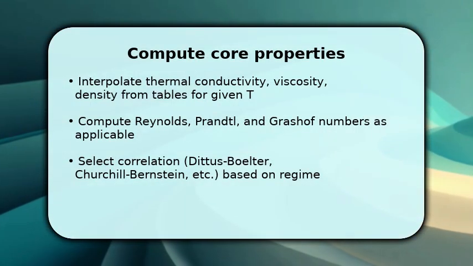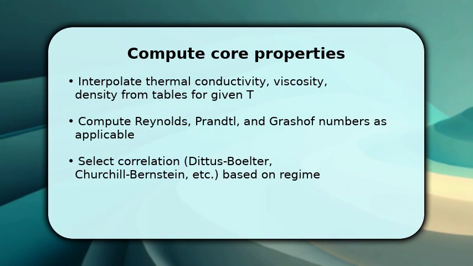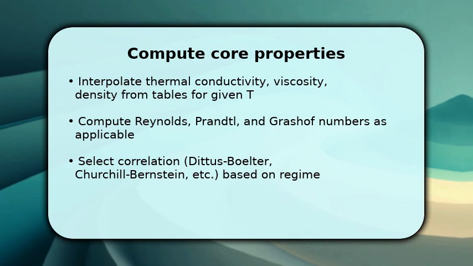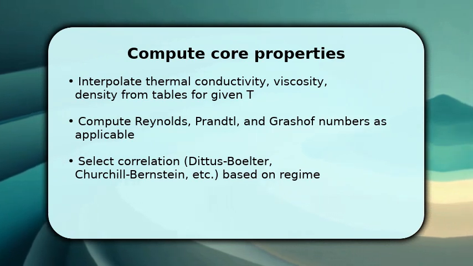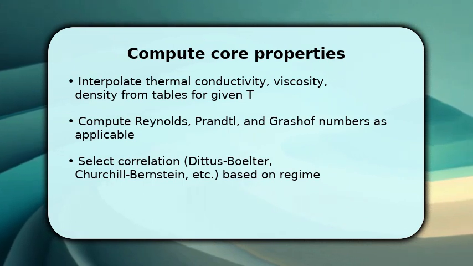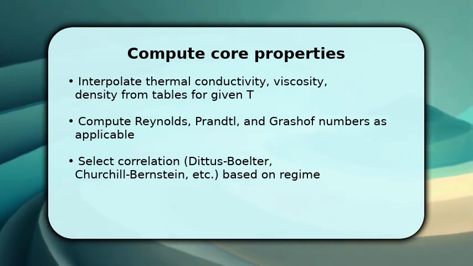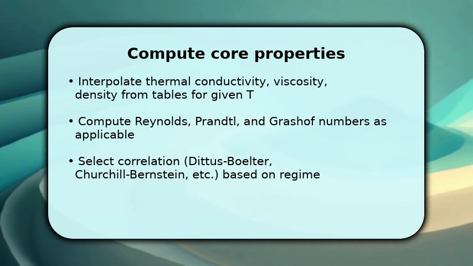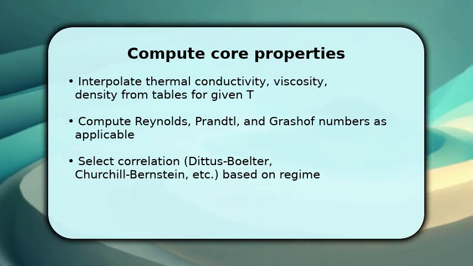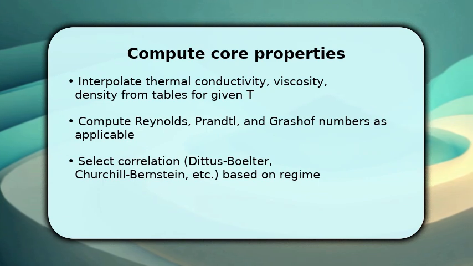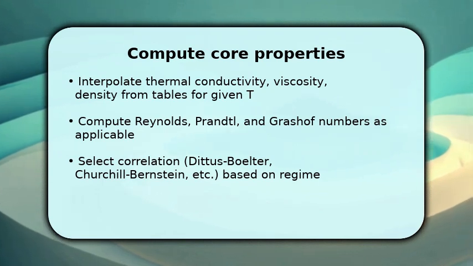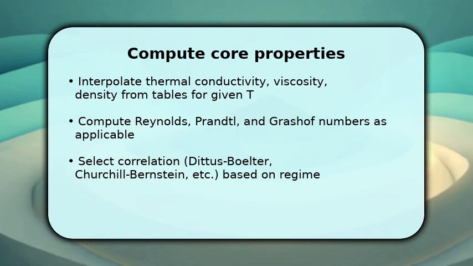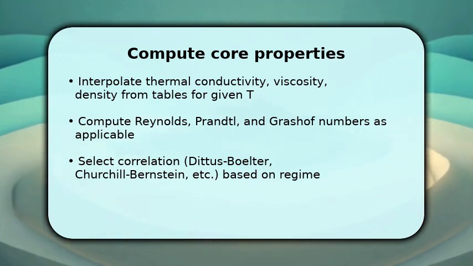You now convert inputs into usable coefficients. Start by interpolating thermal conductivity, viscosity, and density at the mean film temperature so property values match conditions. Then calculate Reynolds, Prandtl, and if natural convection applies, Grashof numbers to classify the regime. Once you have non-dimensional numbers, choose the appropriate correlation in the book, Dittus-Boelter for turbulent internal flow, Churchill-Bernstein for external spheres, and so on, because the right correlation controls accuracy. Make sure to check validity ranges before applying any formula.